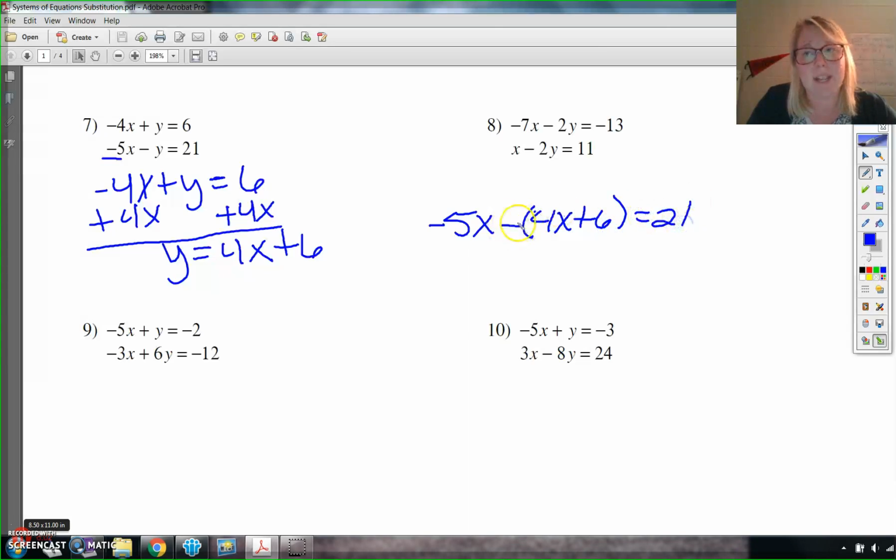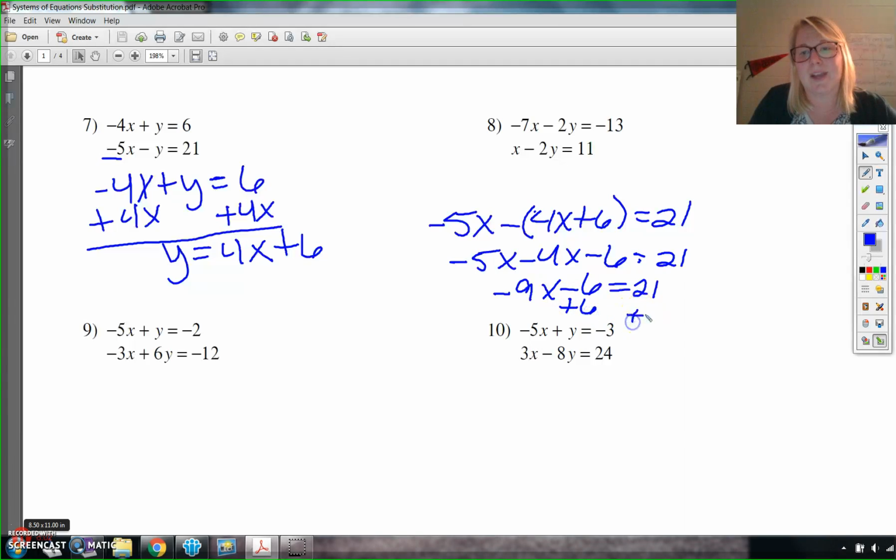I have to distribute this negative. That's why I put parentheses around it. I've got to distribute the negative to each part. So negative 5x minus 4x minus 6 equals 21. All right? Combine my like terms. I get negative 9x minus 6 equals 21. I then need to add 6 on both sides, and I get negative 9x equals 27. Now, I divide by negative 9, and x equals negative 3.